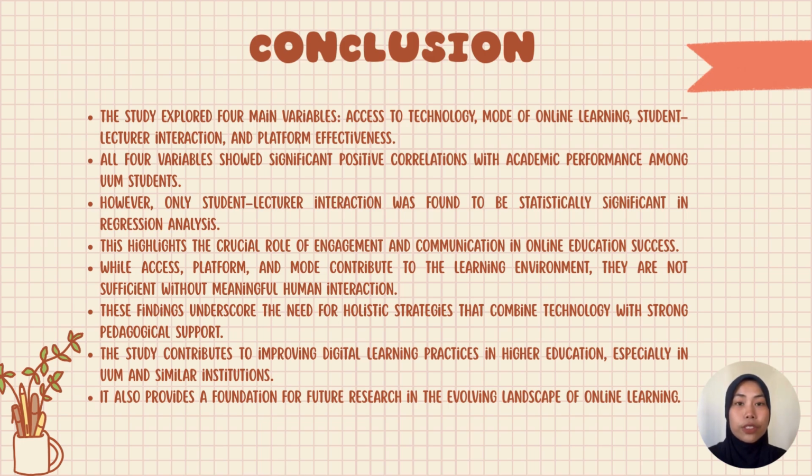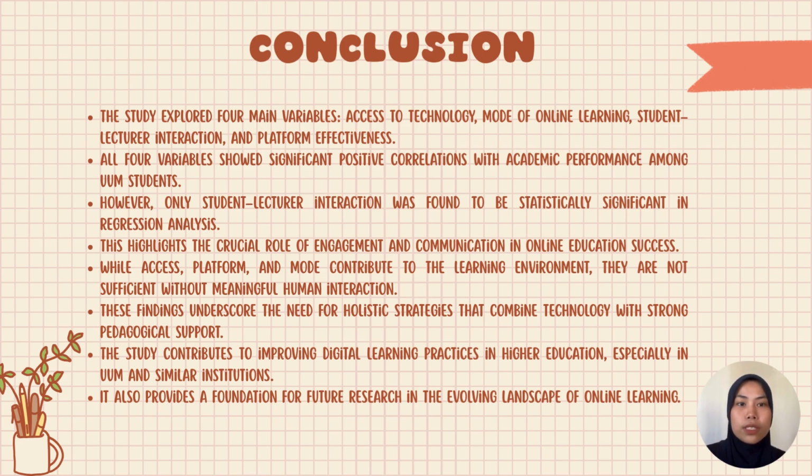For the conclusion, the research focused on four main factors that might affect student academic performance during online learning. These are access to technology, mode of online learning, interaction between student and lecturers, and effectiveness of online learning platforms. All four factors show a positive relationship with academic performance. In other words, each one plays a role in helping students do better in their studies.